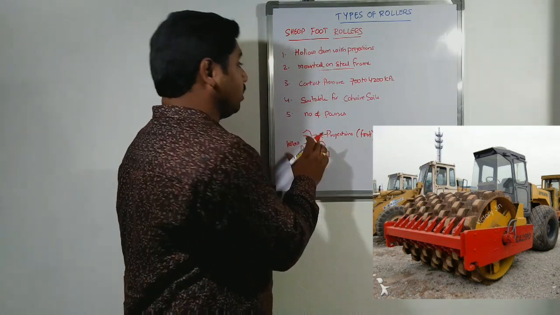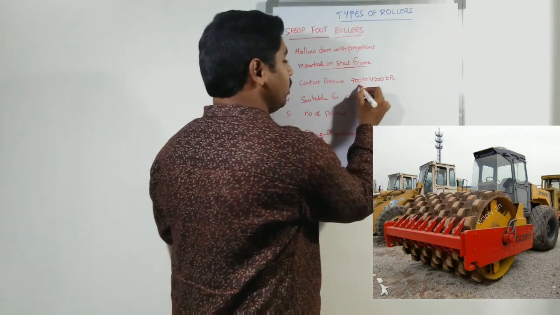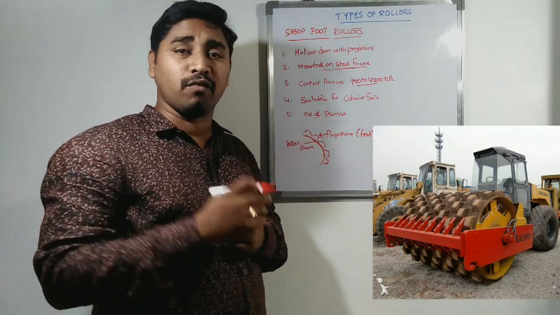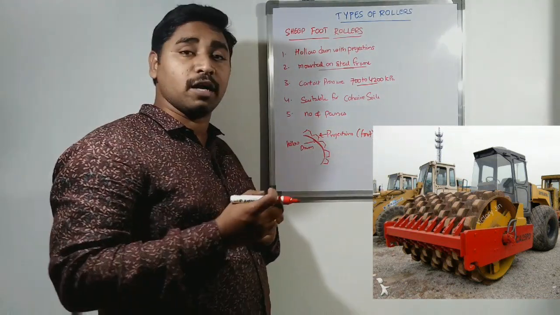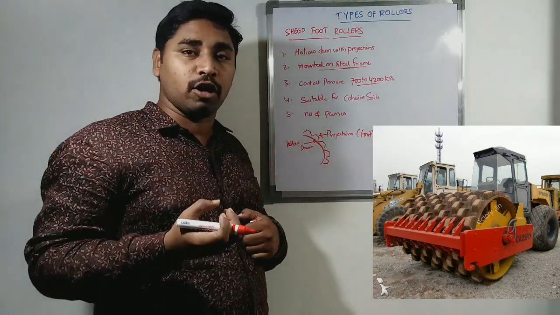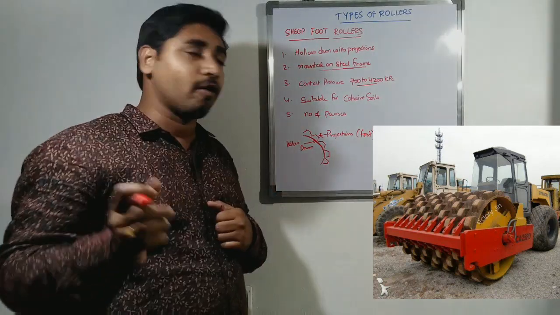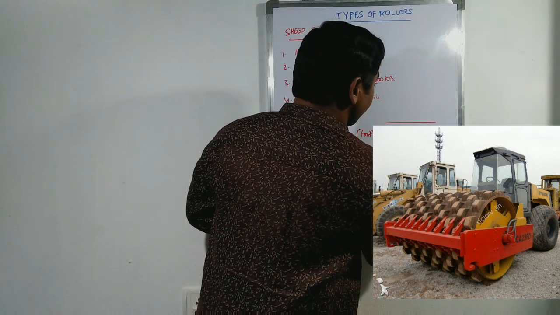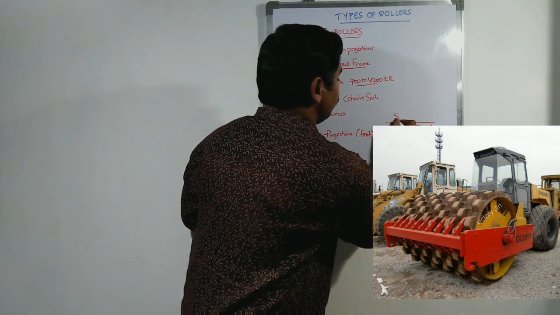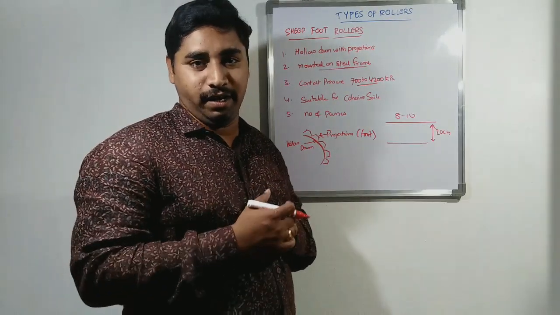This hollow drum is mounted on a steel frame and it exerts a contact pressure of around 700 to 4200 kilopascals. Coming to suitability, these rollers are more suitable for compaction in cohesive soils like black cotton soil, which is highly difficult for other types of rollers. And coming to the number of passes, for a layer of around 20 centimeters thick, we can do around 8 to 10 passes with this roller to attain maximum dry density in the field.